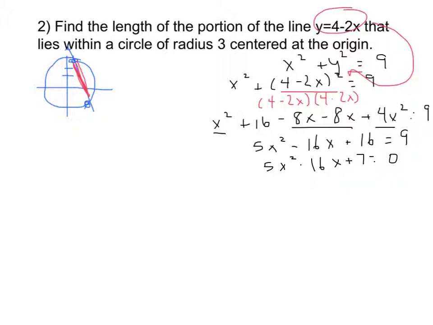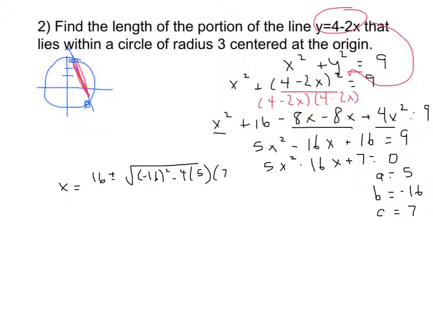But what we'll need to do instead then is to go ahead and use the quadratic equation. In this case, notice that I'm going to have to use an a of 5, a b of negative 16, and a c value of positive 7. So when I plug that into the quadratic equation, I'm going to have x equals negative b, so positive 16, plus or minus the square root of negative 16 squared minus 4 times a, which is 5, times c, which is 7, all divided by 2 times a, which is 5.